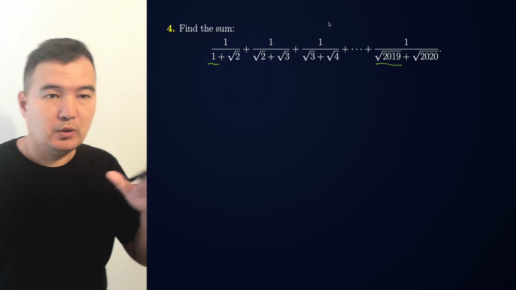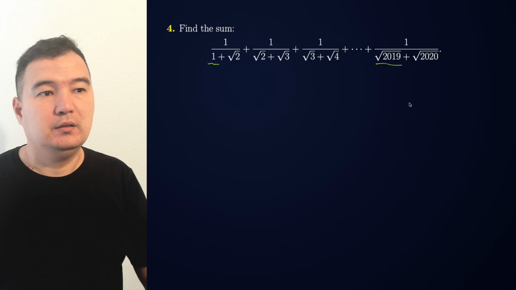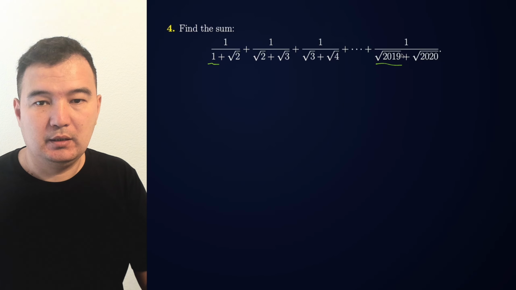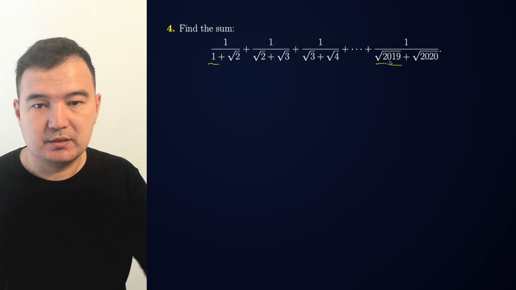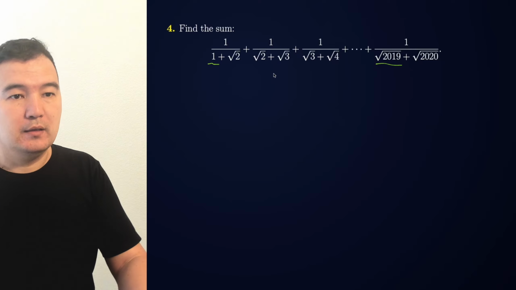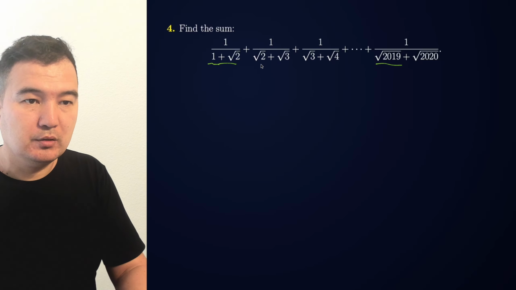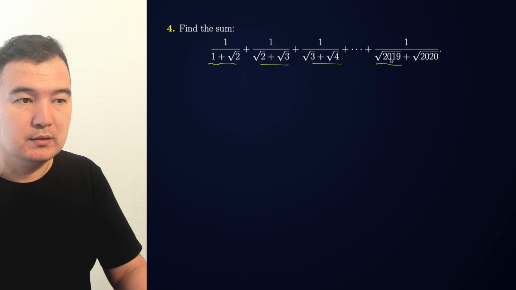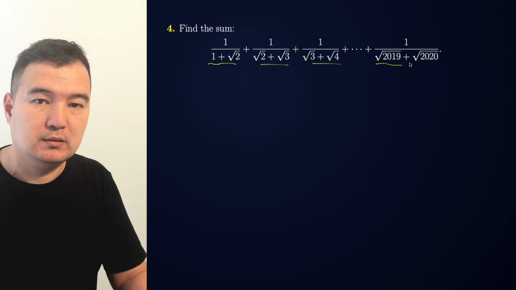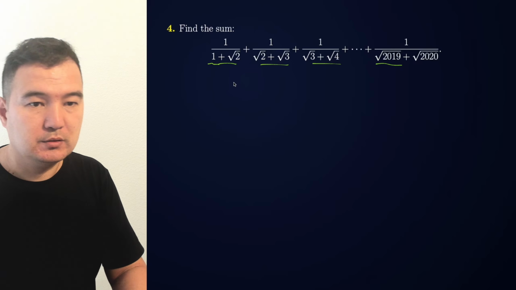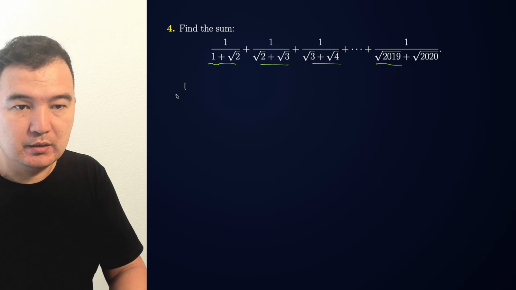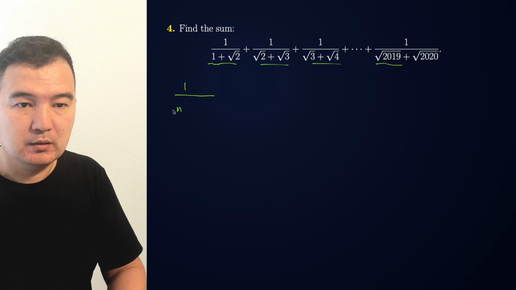The first step always should be to get rid of the square roots in the denominator. So rationalize the denominator. We have 2019 terms, and each term has square root of something plus the square root of the next number. So our general term is 1 over square root of n plus square root of n plus 1.